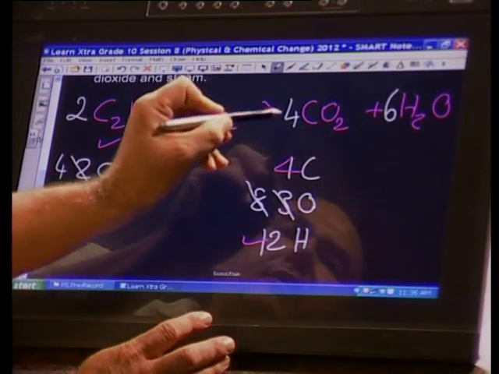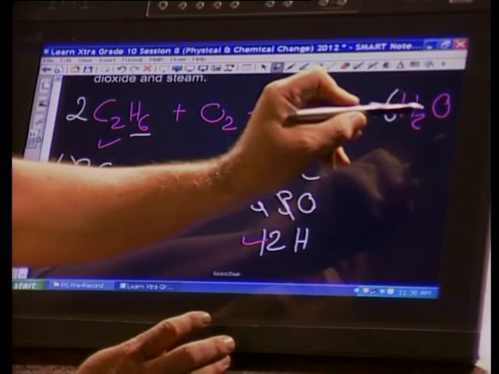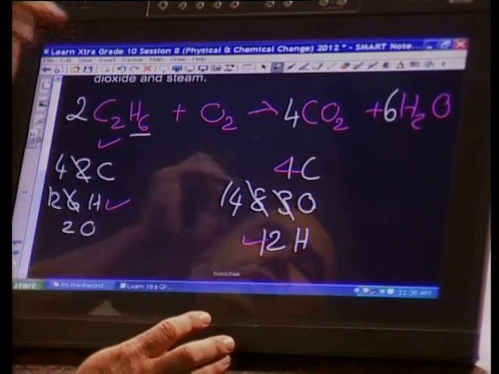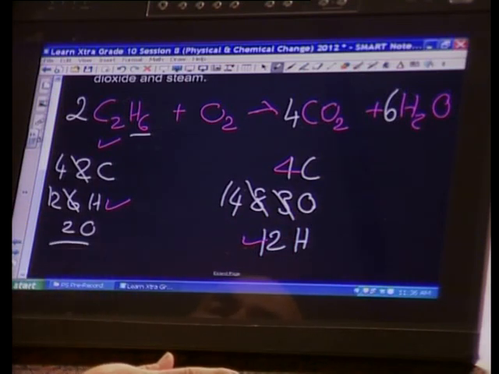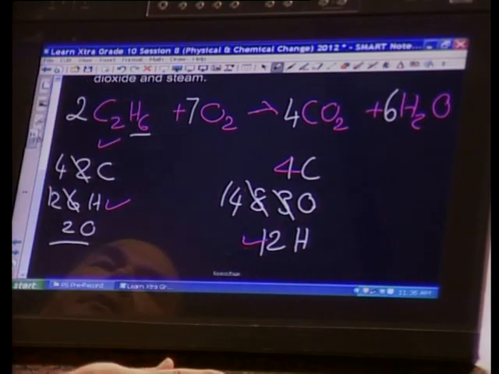How many oxygens have I got? 4 times 2 is 8, plus 6. 8 and 6 gives me 14. So I've got 14, and on this side I've only got 2. How am I going to get 14? Well, it's diatomic. I can easily get 14 by putting a 7 there.